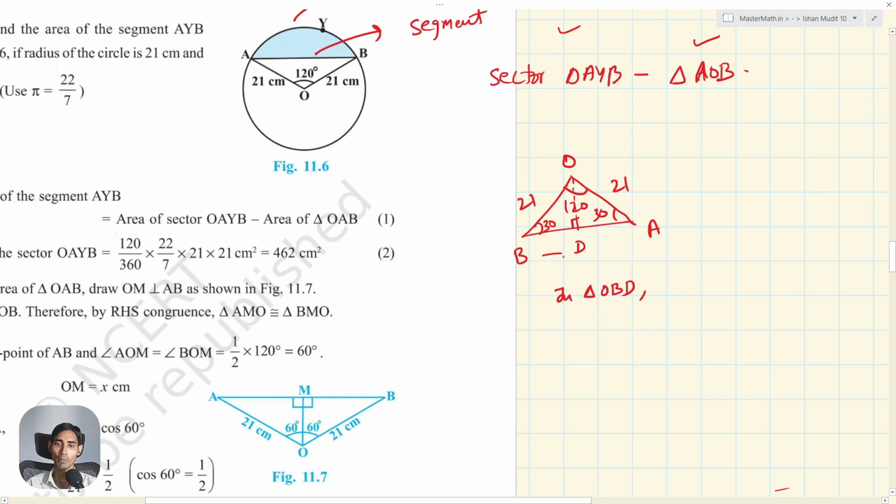Hypotenuse is given, so we can find BD or OD, either of them. What do we need? We need both of them actually, because we can use half into altitude into base. Half into altitude is OD and base is BA. So we need both the sides. Now let's find OD. So OD by OB, which happens to be opposite of 30 degree and hypotenuse of this triangle. So that would be which trigonometric ratio?